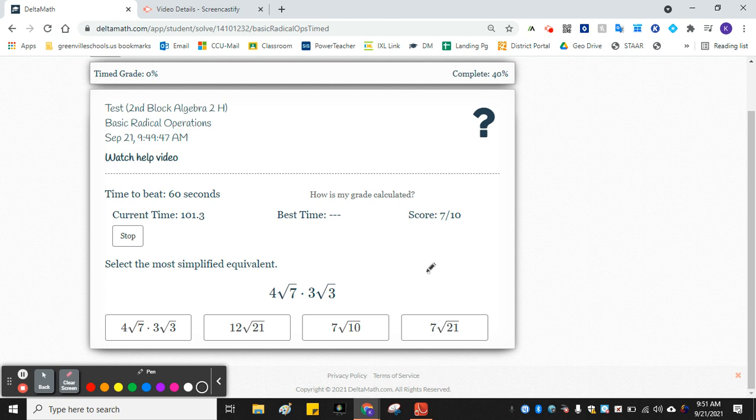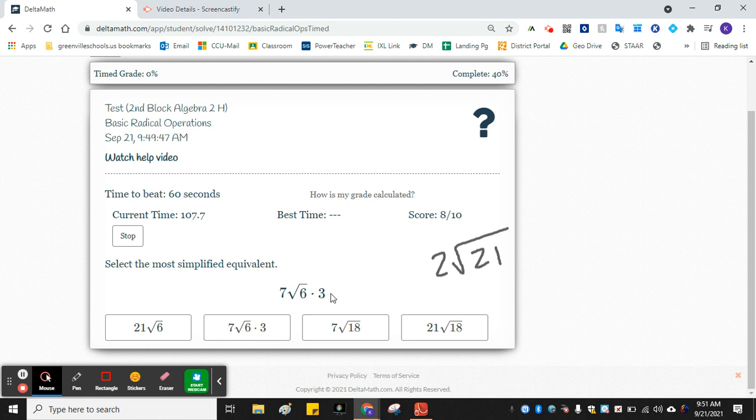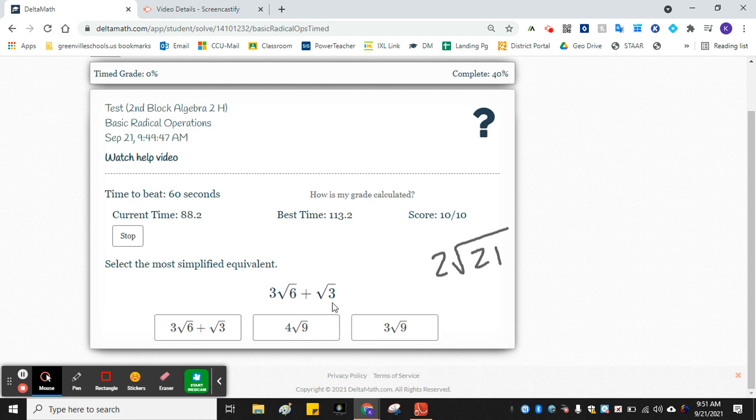4 times 3 is 12. Square root 21. 21 square root 6. Negative 4 square root 10. I can't add these together. Not like terms. I can add those together. I'd get 6 because there's an imaginary 1 there. 30.